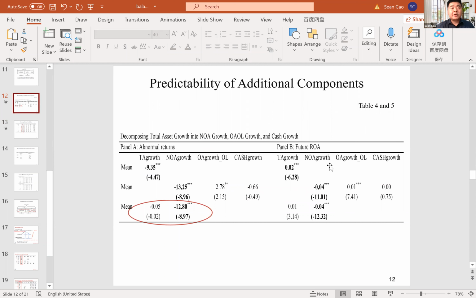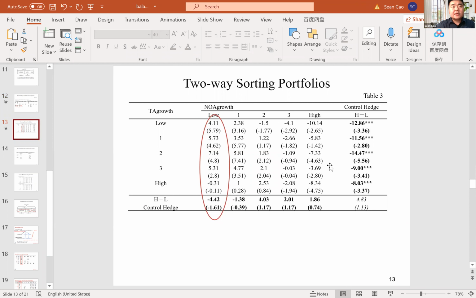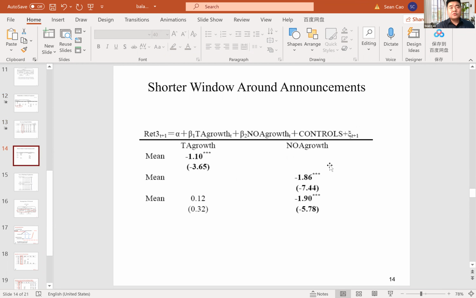I just want to give you some ideas of what is going on here. So let's look at this double sorting. We also use that to predict in the short-term window. Do you remember last session? I told you why we want to use a short-term window.